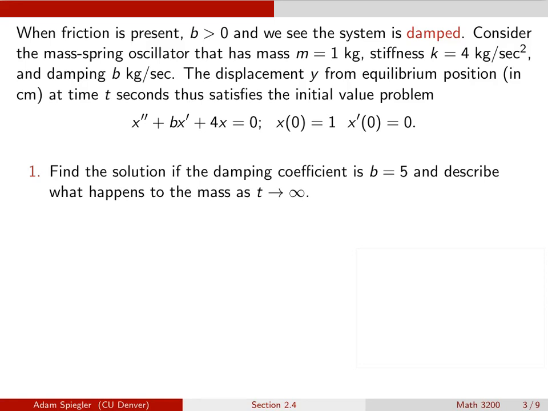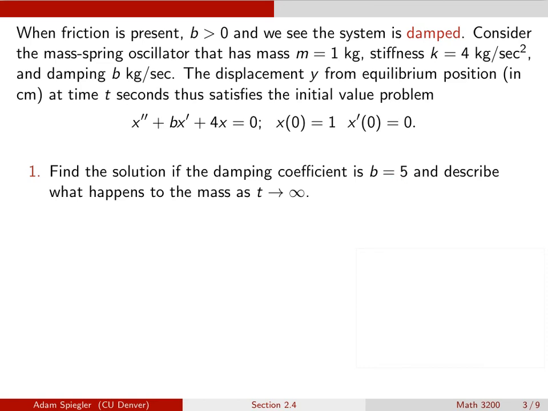Okay, in the previous example, we looked at the undamped mass spring oscillator. So we ignored any effect from the friction. And now in this example, we're going to add some friction. So we're going to add some damping to this system. In particular, we're going to set B, the damping coefficient, equal to 5. And let's see how that changes the dynamics.